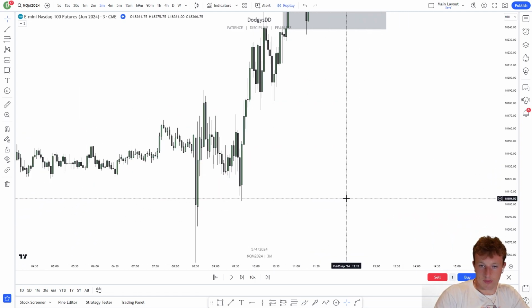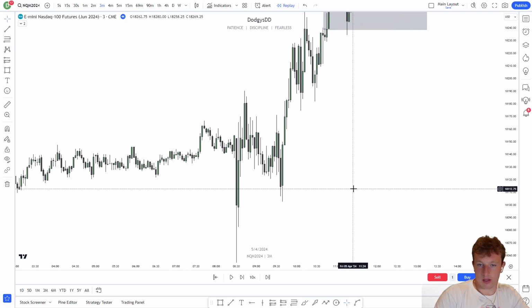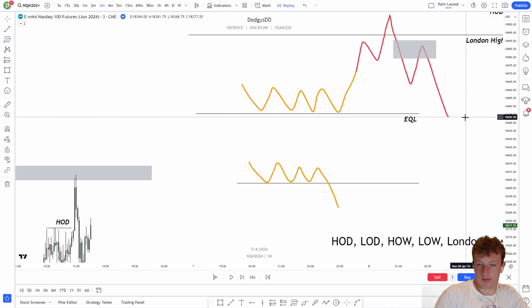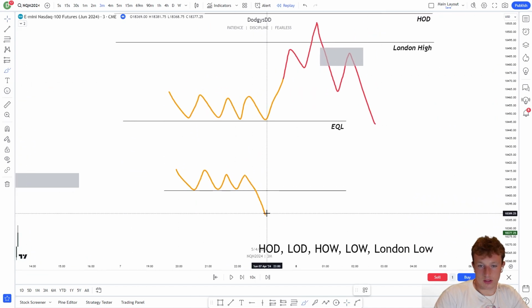So now where do we look for an entry? Well, we have to look for something along the lines of this.